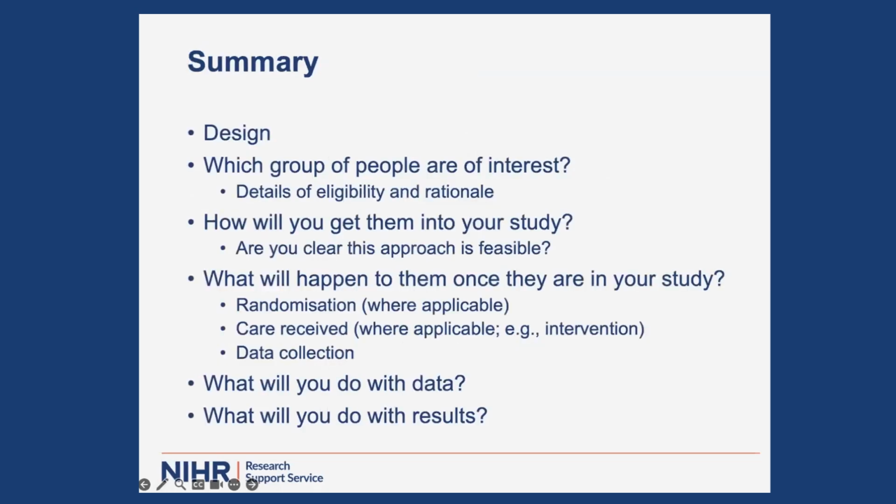So just as a summary, we've talked about the design, how that can be a really important signal that really helps reviewers get oriented as to what you're doing and what they expect to see you writing about. Think about the people who are in your study, how you're going to get them into your study and how you're going to keep them there, what will happen to them once they're in your study, and what are you going to do with the data and what will you do with the results. And you may also have a bit about dissemination, which we will talk about later on.